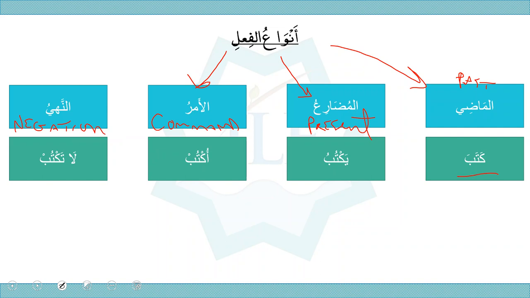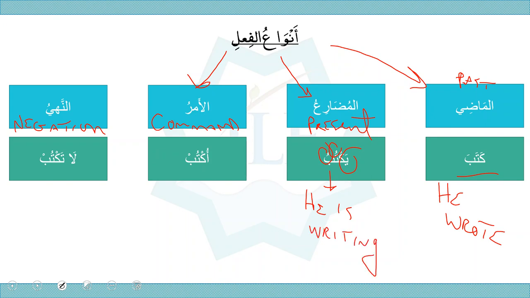Negation. So kataba means to write, or more specifically, it means he wrote, literally, okay? Kataba means he wrote in the past tense, al-madi. How do you change kataba to the present tense? Well, you add this ya, and you change the ta to a dhamma. So it becomes yaktubu. Kataba, he wrote. Yaktubu, he is writing. Present tense. All right? There's a way to do future tense, which is very easy. You just add sa or sawfa before it. That's how you make it future tense. Sawfa yaktubu, sa yaktubu.